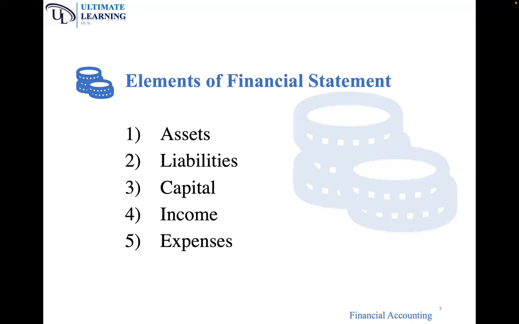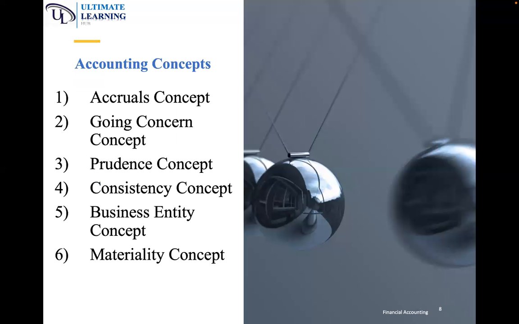The fourth element of financial statements is what we call income. Income is what the business generates. What comes in, the inflows to the business, that is income. What you collect from your customers is called income. On the other hand, what you spend is the fifth element, which is known as expenses.